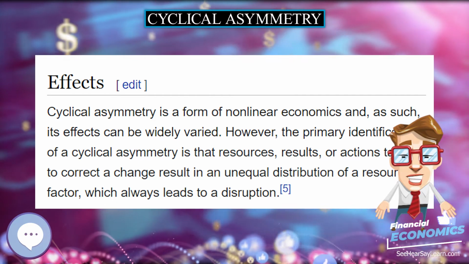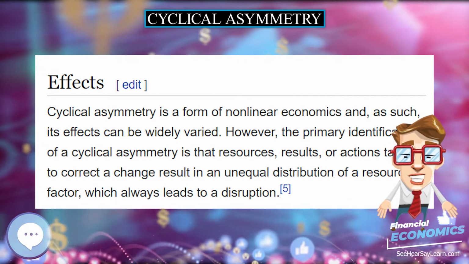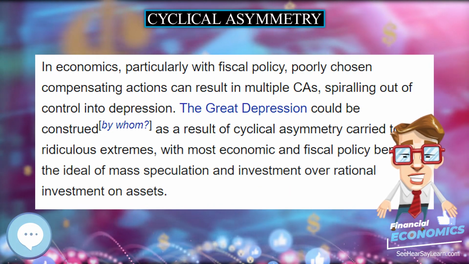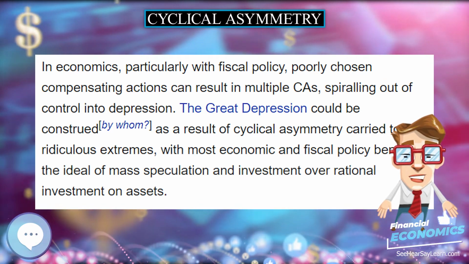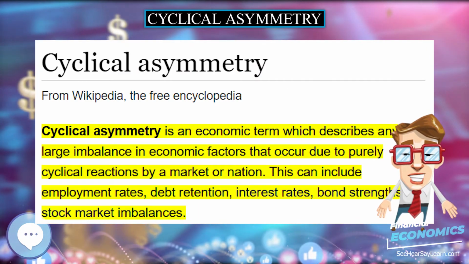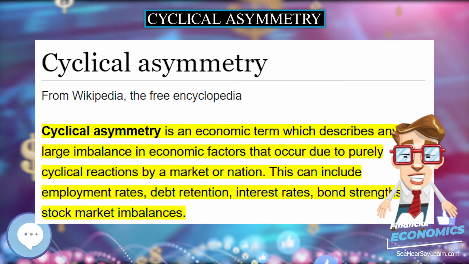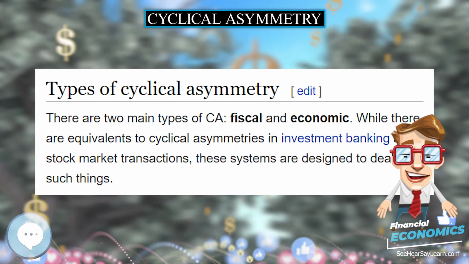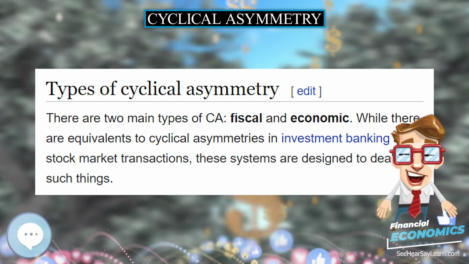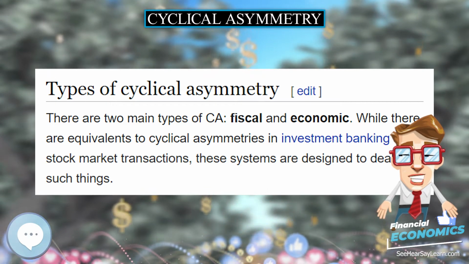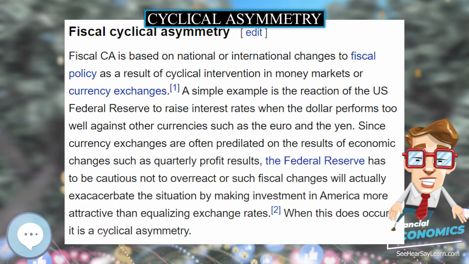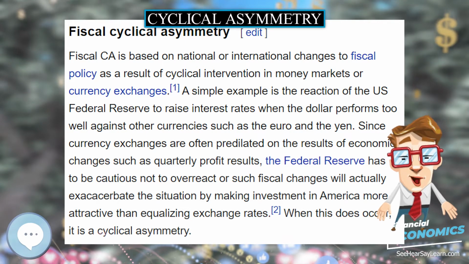Since currency exchanges are often predicated on the results of economic changes such as quarterly profit results, the Federal Reserve has to be cautious not to overreact, or such fiscal changes will actually exacerbate the situation by making investment in America more attractive than equalizing exchange rates. When this does occur, it is a cyclical asymmetry.